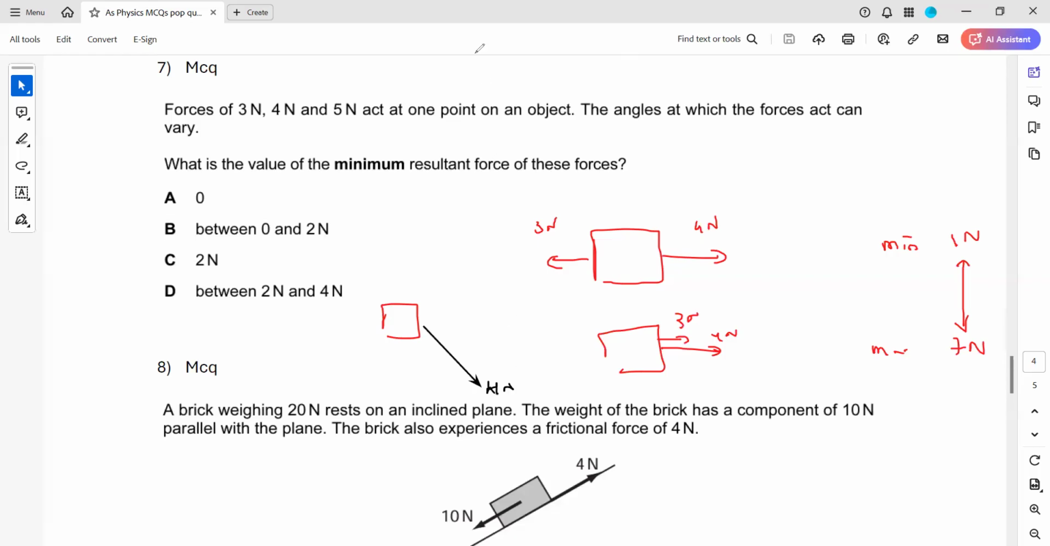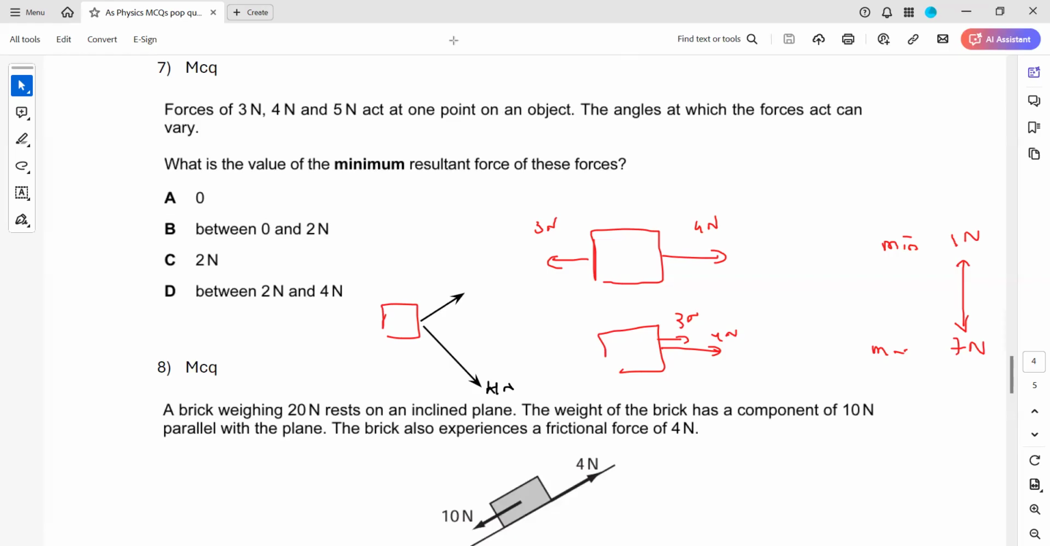like I have 4 Newton and I have 3 Newton. So if I change the angle, I can change the magnitude of the resultant from 1 to 7. Minimum is 1 and maximum is 7. The question is, what is the minimum? What is the value of the minimum resultant?